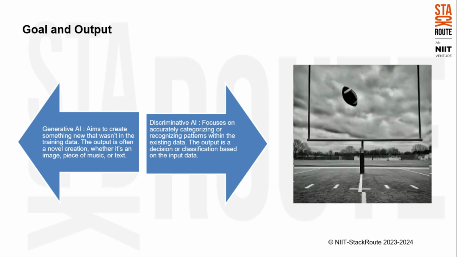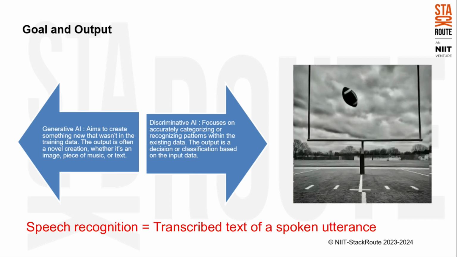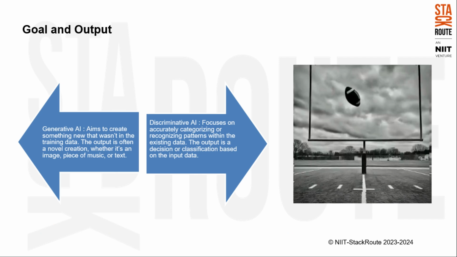For example, an image recognition model may output the label or class of the object depicted in the input image. Similarly, a speech recognition model may output the transcribed text of a spoken utterance. The focus is on precise categorization and recognition of patterns within the given data. The distinction in goals and outputs reflects the different objectives of generative AI and discriminative AI models.